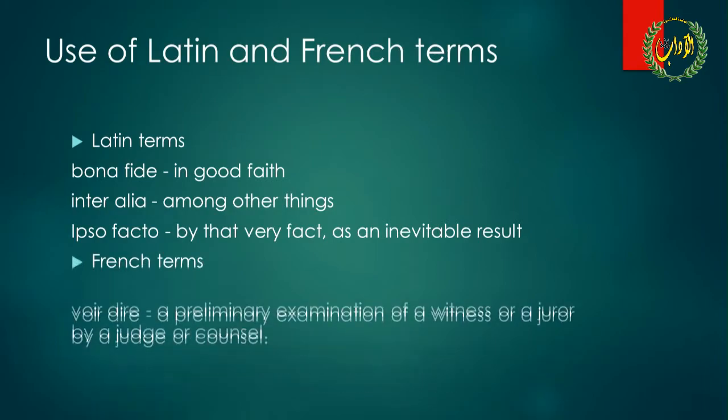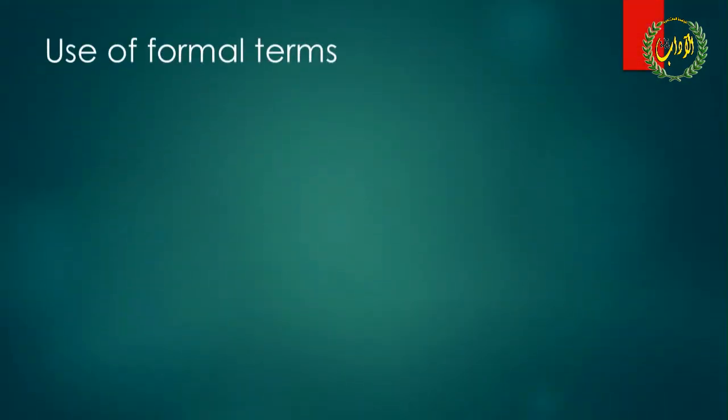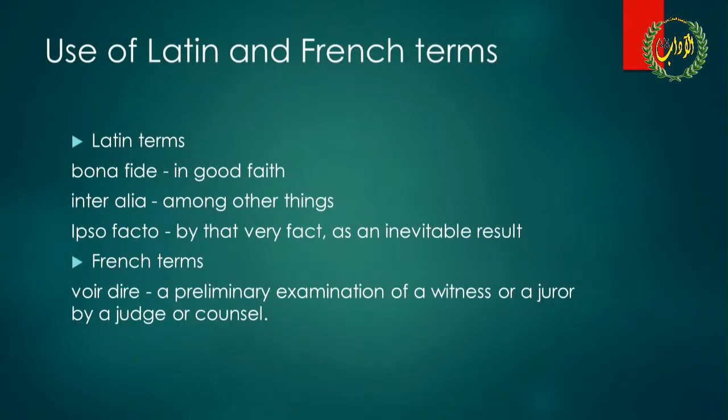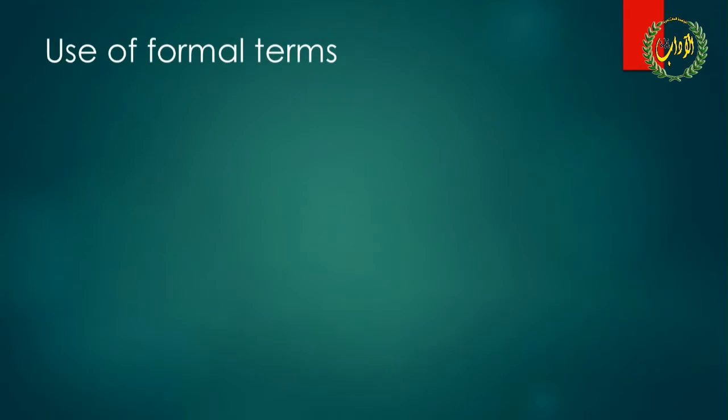The use of French terms, as you can see here. So we have this voir dire, and we have an explanation for it in English. It says a preliminary examination of a witness or a juror by a judge or a counsel. So this is the use of Latin and French terms in legal English to make the English written in that text more legal.